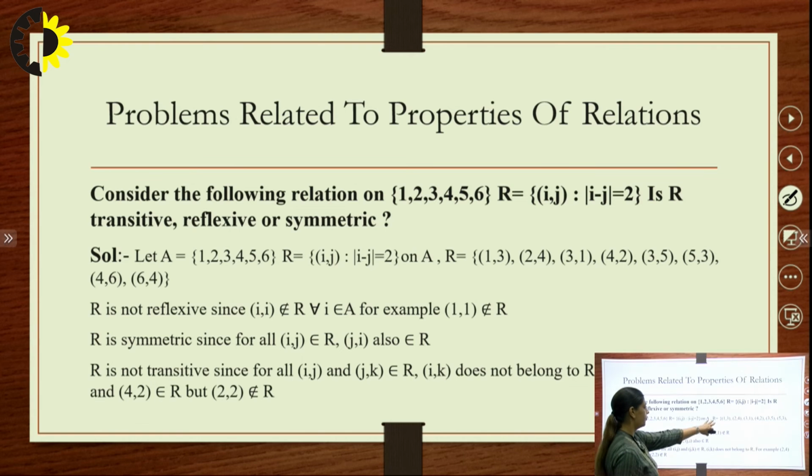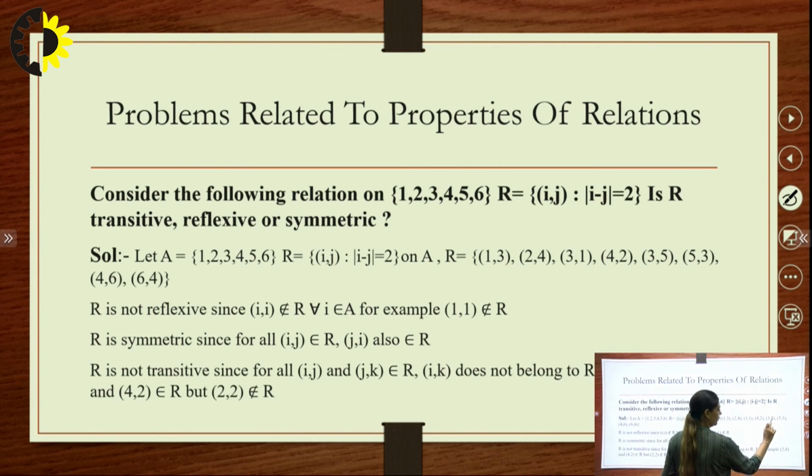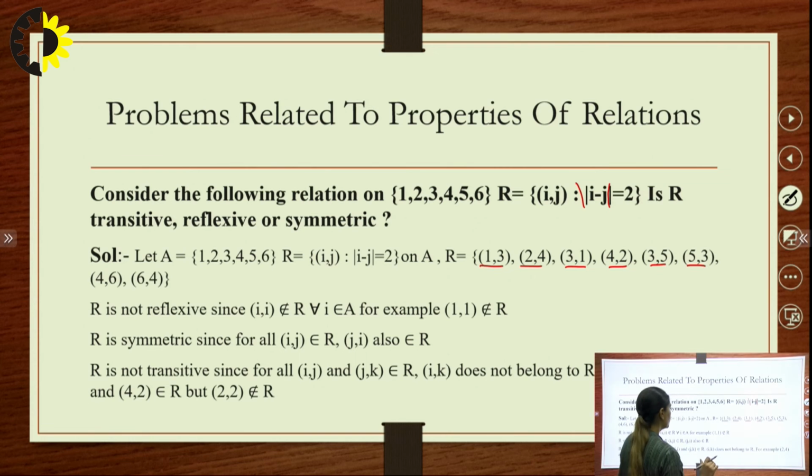And the relation will become (1, 3), (2, 4), (3, 1), (4, 2), (3, 5), (5, 3). The difference of all these numbers is 2 or minus 2, right? But we have the absolute value here, so we have to discard the negative sign. So all of them are producing the same output 2.